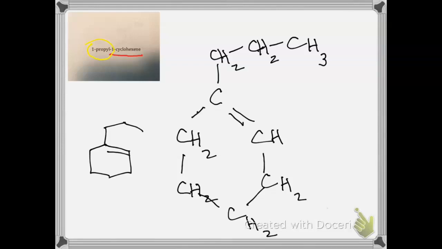So 2 different forms, right? 1-propyl, 1-cyclohexene in 2 different forms. What I would do if I were you, before I attempted the homework, by the way, the homework I think has easier examples of these, but I would try the next 2 names and try to convert them into structures. And if you have any questions, feel free to ask me.